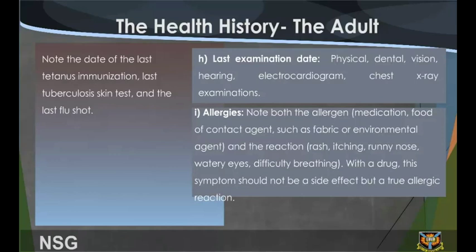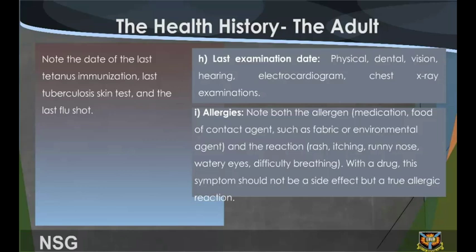Note the date of the last tetanus immunization, last tuberculosis skin test, and the last flu shot. H. Last examination date: physical, dental, vision, hearing, electrocardiogram, chest x-ray examinations.